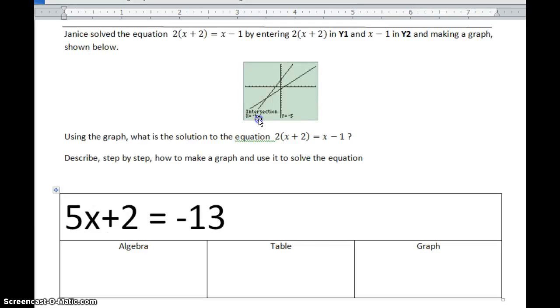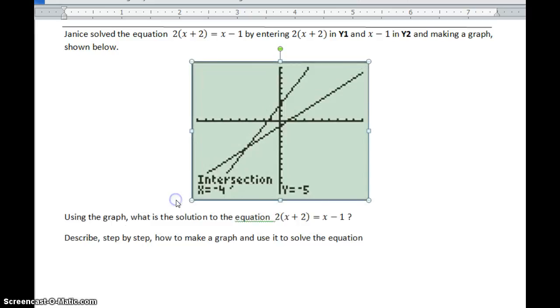The second half here, I made my picture smaller. The second half was solving the equation 2 times x plus 2 equals x minus 1. And we're going to do the same thing, put the left side in for y1 and the right side in for y2 and figure out where they're equal to each other. It says, using the graph, what is the solution? Well, I've solved it for you here. The solution is x equals -4.